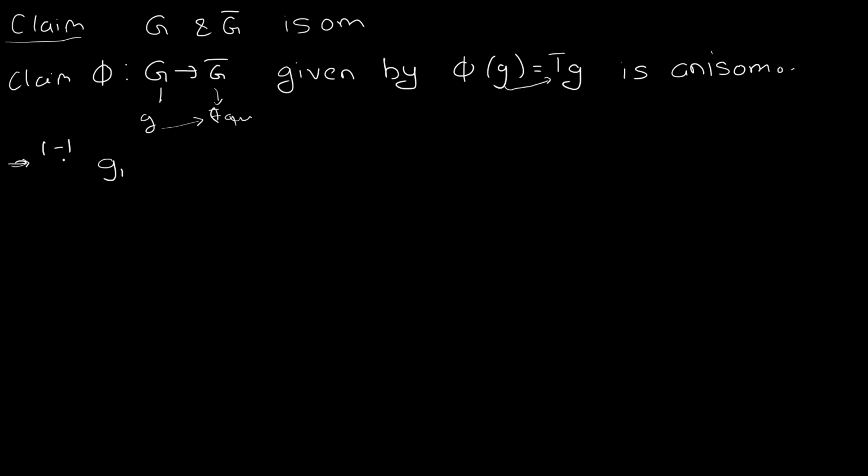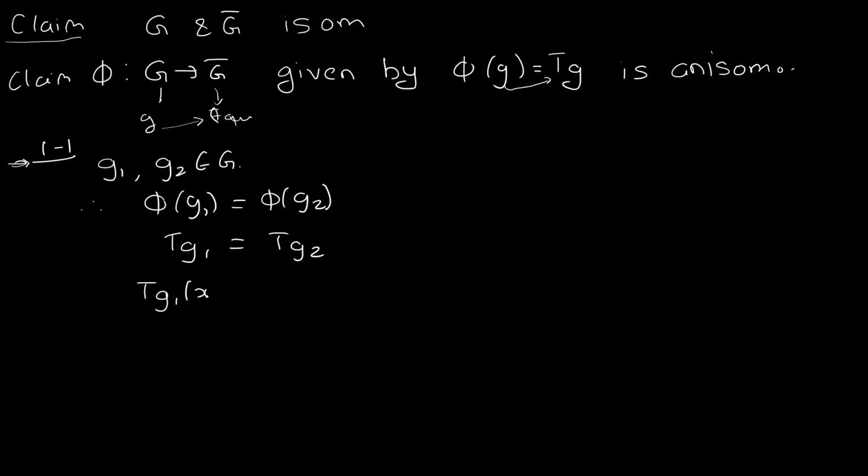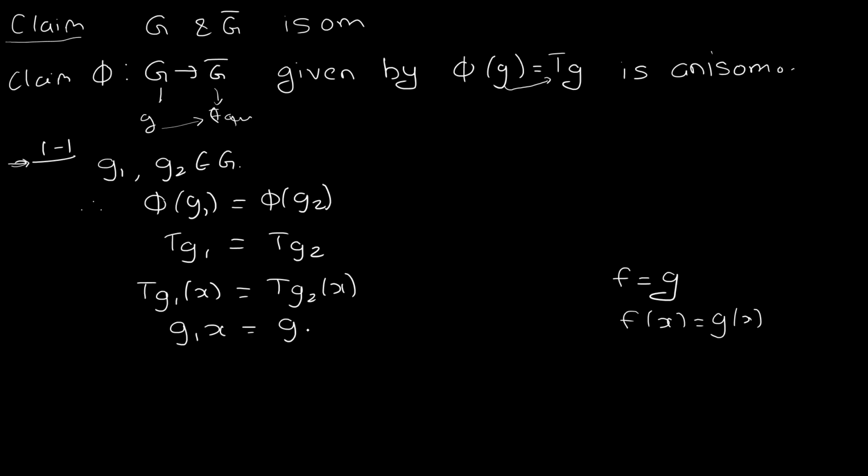For the 1-1 part I will take g1 and g2 belonging to G. Therefore I will just assume phi of g1 equals phi of g2. Now for this phi of g1 and phi of g2, what I have got is Tg1 equals Tg2. That is basically Tg1 of x equals Tg2 of x. Now see, whenever you write f equals g, it is the same as f of x equals g of x. So now from here I know g1 into x equals g2 into x. Tg1 is g1 into x, Tg2 is g2 into x. Now since we are in a group, I can just use the right cancellation law and write g1 equals g2. Okay. Right cancellation. So therefore what I get is phi is 1-1.